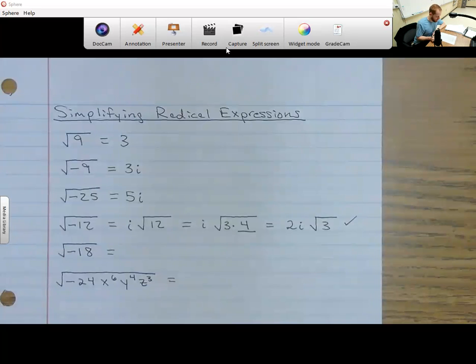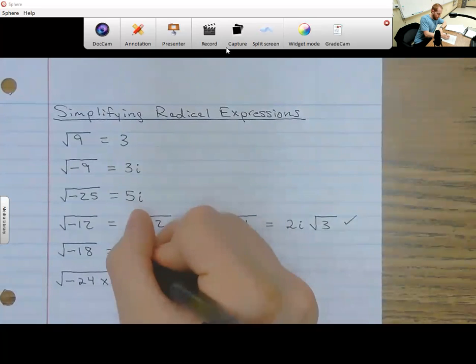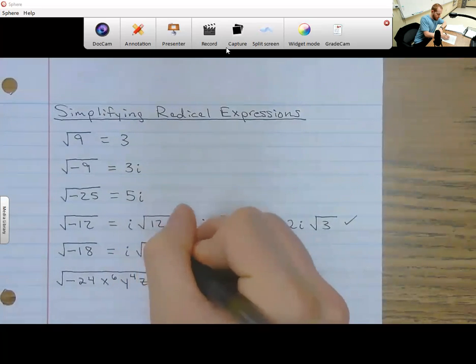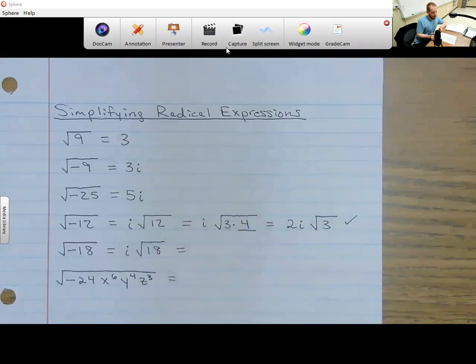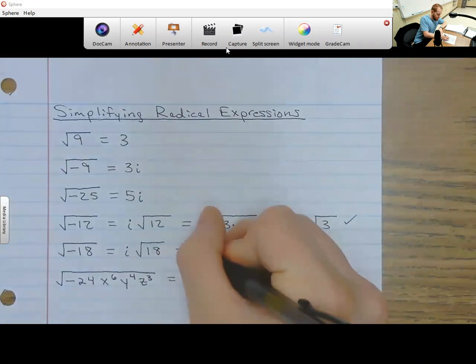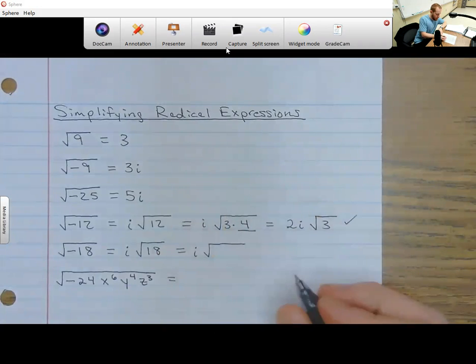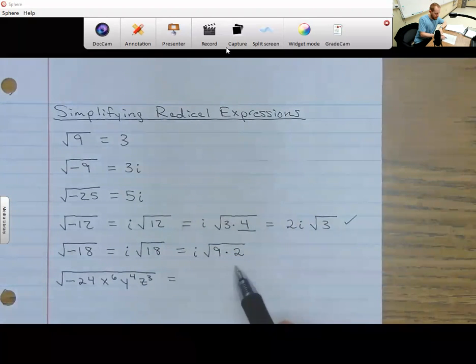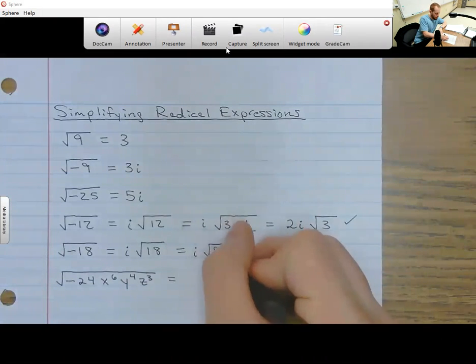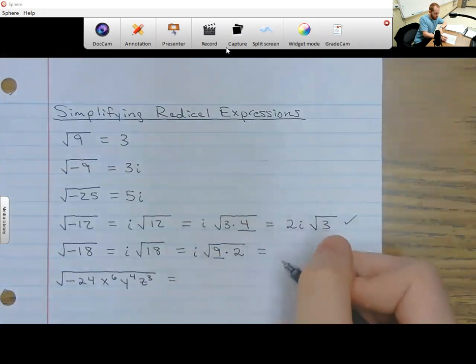Okay, so were you able to figure it out? The negative 18 is going to become a positive 18, but only if I'm able to take the negative out as an i. So the i is going to come out first. So now that I have the i out, it becomes a positive 18 on the inside. So now I can break up the 18 into 9 times 2, like I usually do. So this is going to become i times the square root of 9 times 2. And when I break it up into factors like this, I always underline the perfect square because I know I'm going to be taking that out as something.